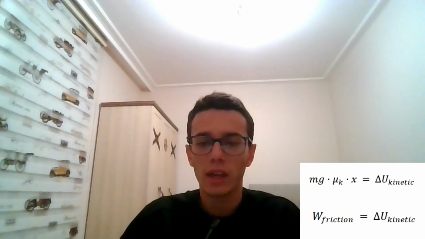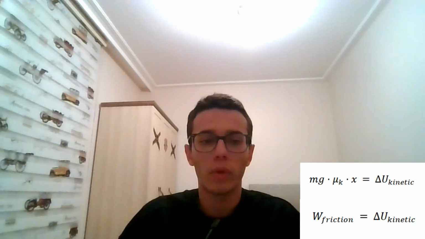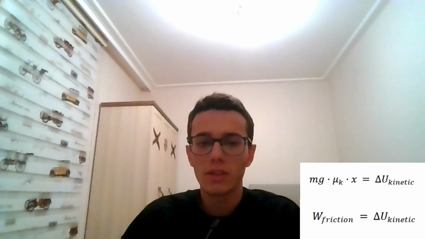Now, in the second part of the experiment, I used the work energy principle. The work energy principle states that the total of all work done by the forces will be equal to the change in the kinetic energy. In an environment where only the friction does the work, the change in kinetic energy will be equal to the work done by the friction forces. Using this theorem, we should be able to find the friction coefficient between the objects and the surfaces.